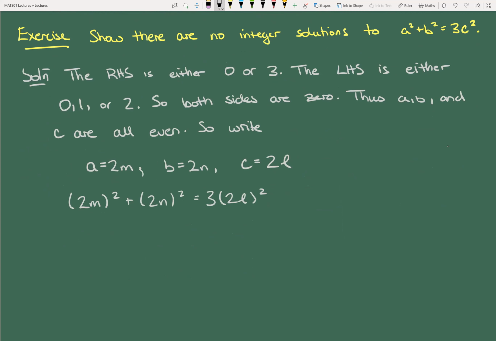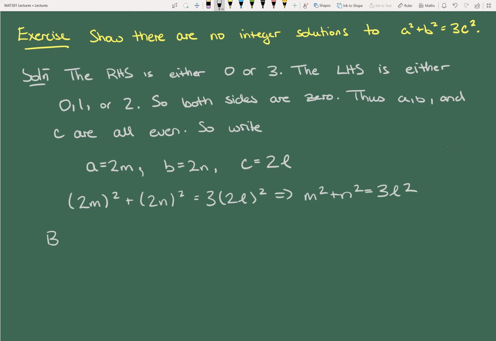Of course, you can expand all of this out, but we're going to see that everything definitely has a factor of 4 in it. So by the time we cancel everything out, we'll get this equation: m squared plus n squared equals 3l squared. What can we immediately conclude about this equation? Anyone? Yeah, everything has to be even. This is exactly the same equation as above. So if m, n, and l satisfy this equation, they all also have to be even.